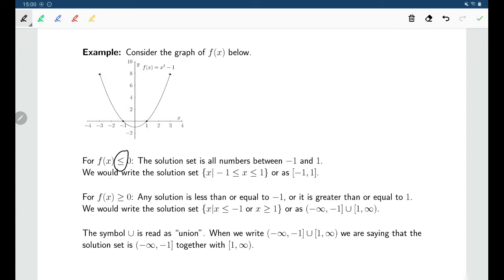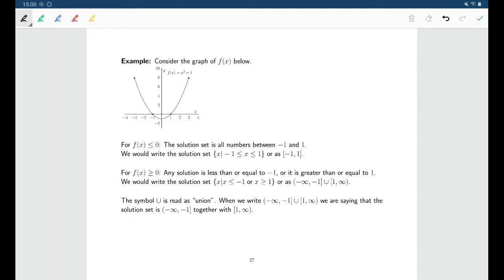If these had been, instead of less than or equal to, just a strictly less than, then we would not be including those points where we were equal to 0, where we're at the x-axis. So we'll have to be a little bit careful and pay close attention to whether it's a strict inequality, one that doesn't include the equals, or whether it does include the equals. But for all of these, it really will boil down to what this quadratic function looks like.